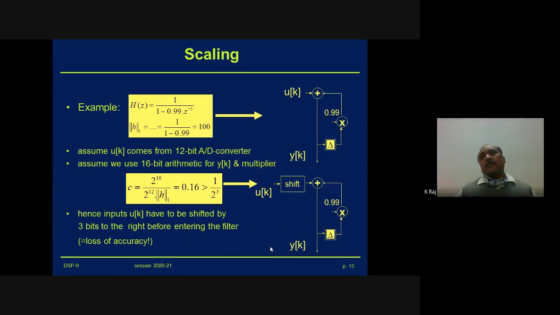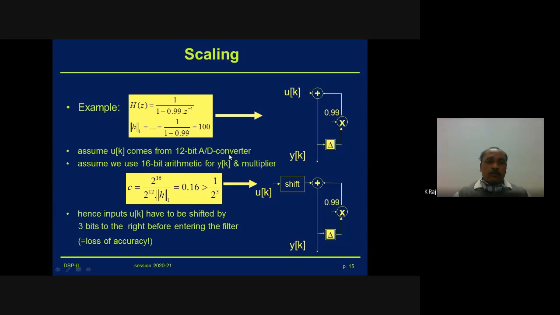Now, let us see an example. Suppose H(z) is equal to 1 upon 1 minus 0.99 z to the power minus 1. Say this is the transfer function of a filter, and this filter may be represented in this manner. If we are interested in avoiding the overflow, scaling has to be introduced here.